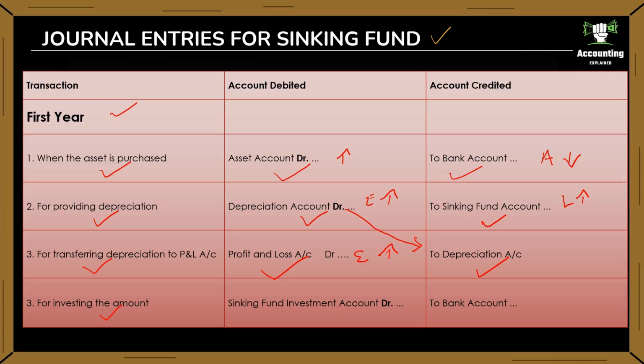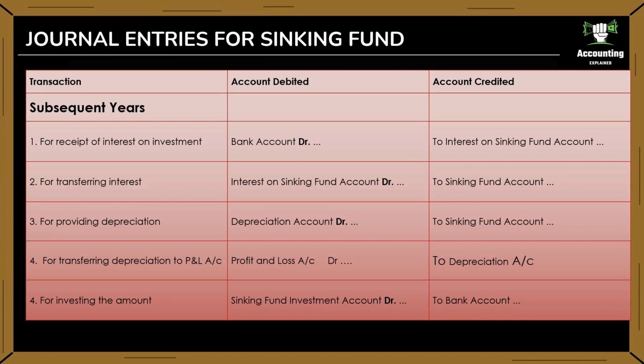For investing the amount. For the first year, the sinking fund you have created has to be invested. So equivalent to the sinking fund account which you have created, you are going to invest in some investment. That is called the sinking fund investment account debit. So investment is an asset, it is increasing. That is why the sinking fund investment account is debited to bank account. Again, you are going to buy from your bank account. So the bank account is an asset, the asset value decreases. So the bank account is credited.